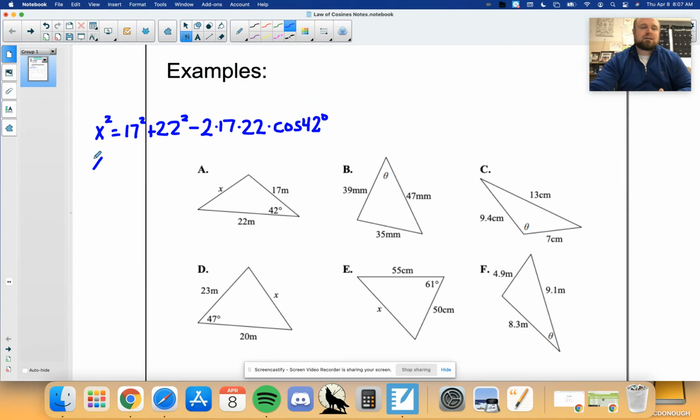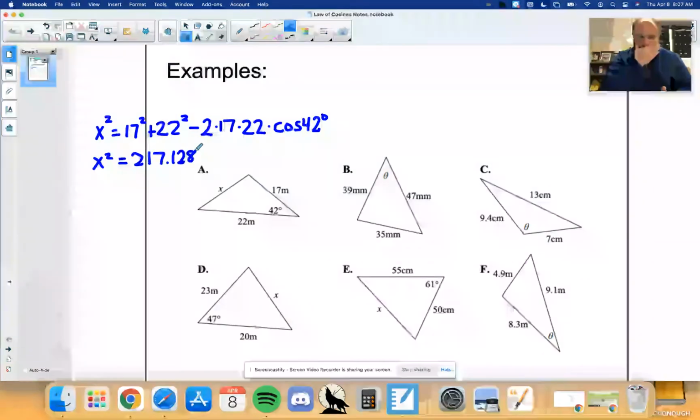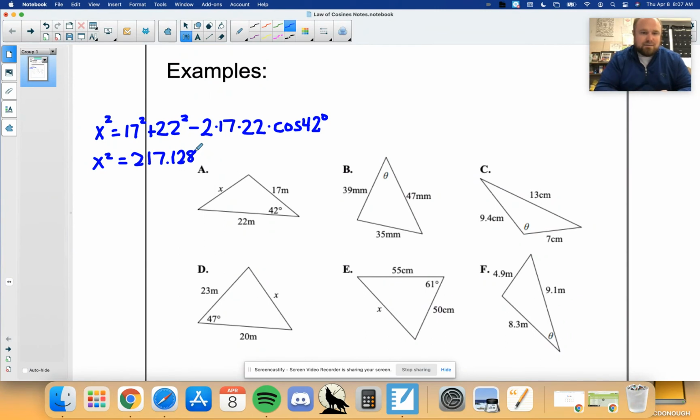And I end up getting x squared equals 217.128. Okay. Now you can round this to the third decimal or whatever you need to do, but that's kind of the idea behind that. Then I notice that that gives me x squared.